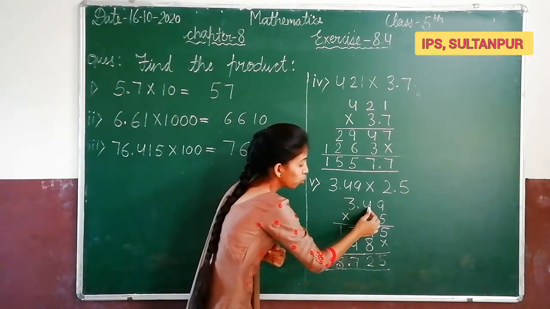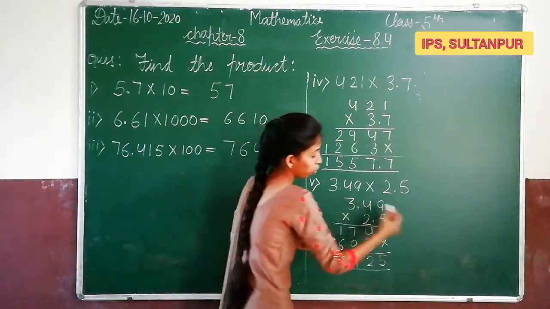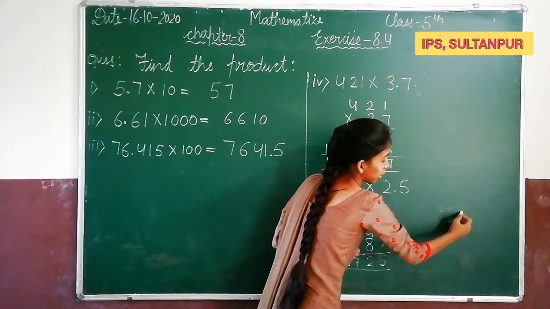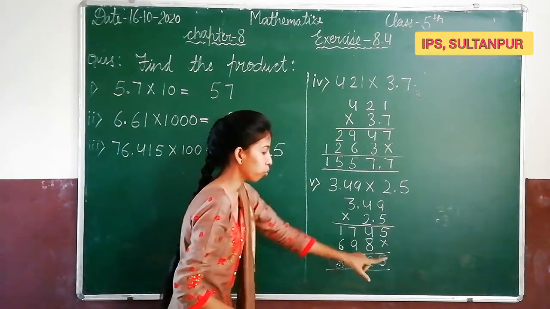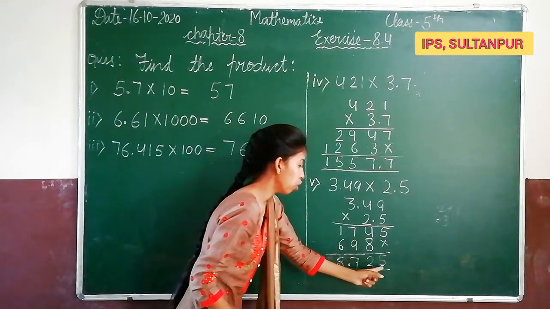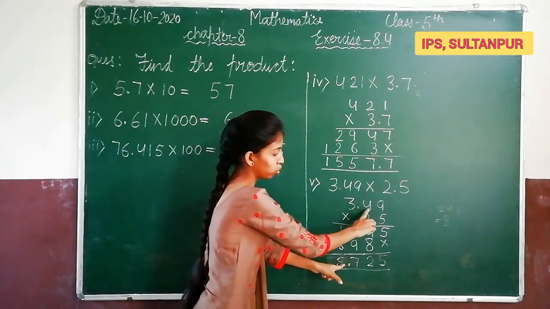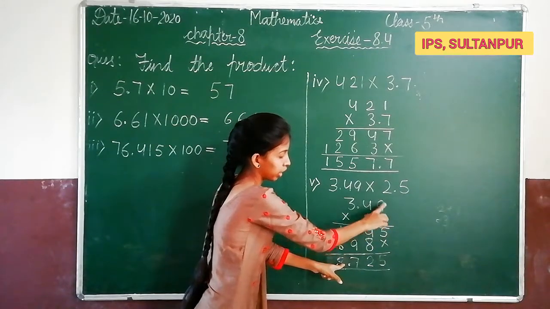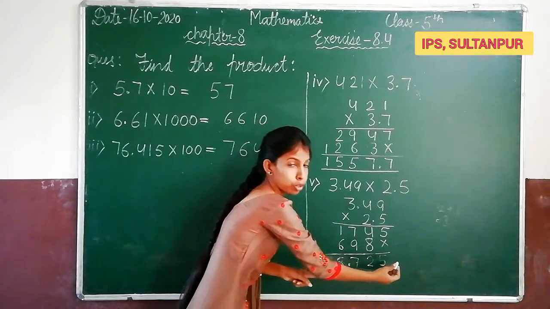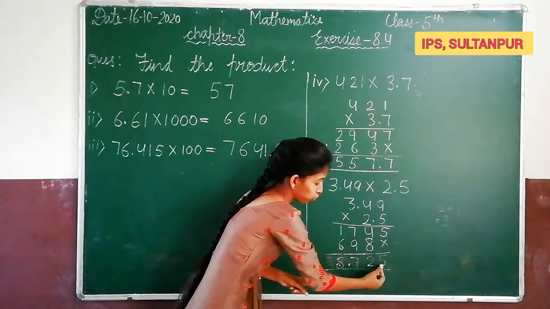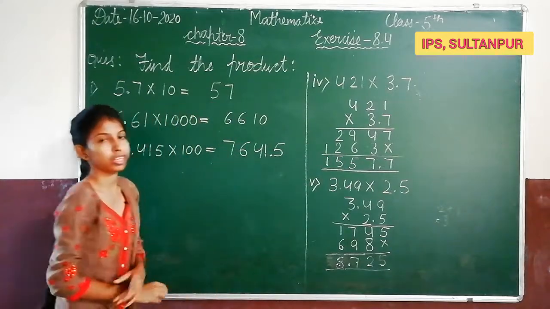There are 2 digits here after the decimal and 1 digit here. So the total number of digits after the decimal is 3. So we will put the decimal after 3 digits from the back side, 1, 2, 3. We put the decimal here because after the decimal 2 digits are here and 1 digit here, total digits are 3. So in the result we will put the decimal after 3 digits from the back side. So this is all about the multiplication of decimals.